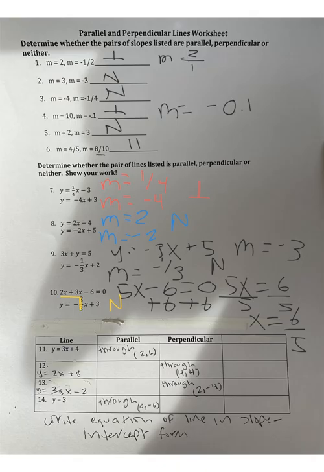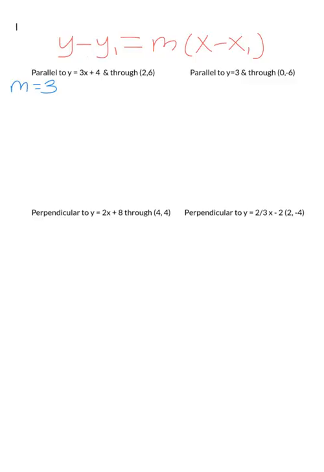I rewrote them for you. The first question is asking you to write the equation of the line parallel to y equals 3x plus 4 that goes through the point 2, 6. So up at the top is your point slope formula, and I've already identified the current slope. Parallel lines have the same slope, so we're going to use m equals 3. We have to use the formula up here and these points.